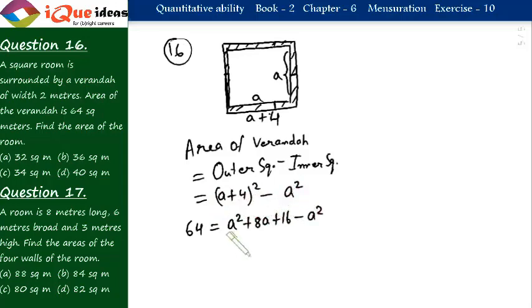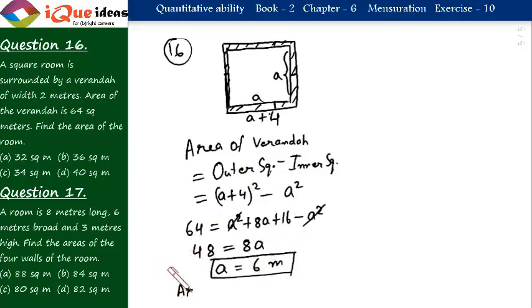Now A square gets cancelled. 16 goes to the other side, so it becomes 48 equal to 8A. So A is equal to 6 meters, right? So the question is asking what is the area of a room. Now area of room is the inner square. Now inner square, the area is A square, which is 6 square, and that is 36 meter square. So the answer of the question is 36 meter square.